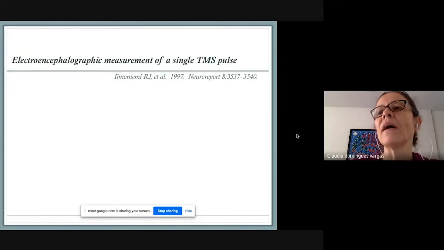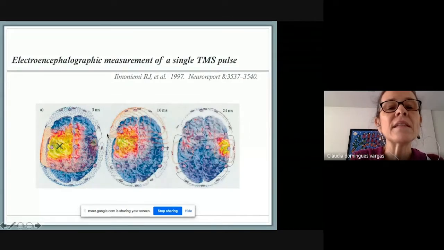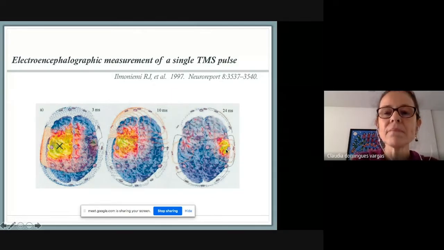In a very interesting report, UNOMIEMI and collaborators showed in 1997 that it was possible to couple the TMS pulse application with the electroencephalographic recording of the brain activity. What you see in this picture is 3 milliseconds after the pulse application in the left primary motor cortex, the top of the brain. And you see that this neuronal activity displaces from this region towards the contralateral hemisphere 24 milliseconds after the pulse.